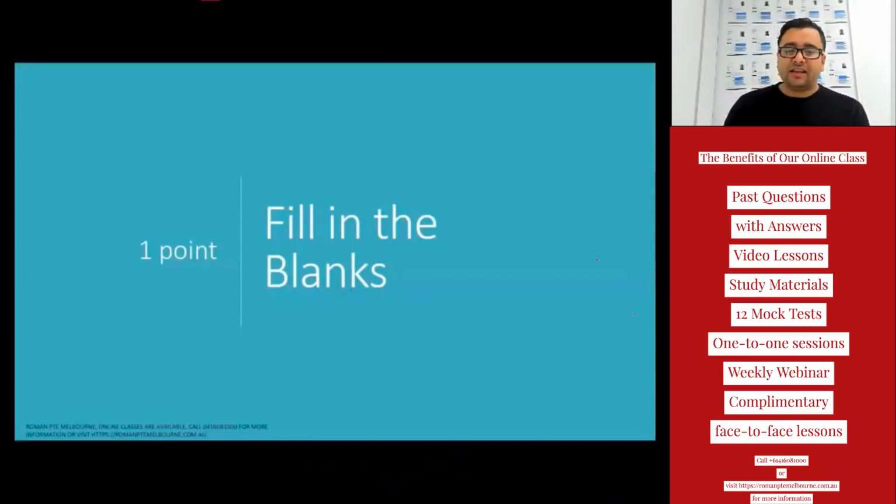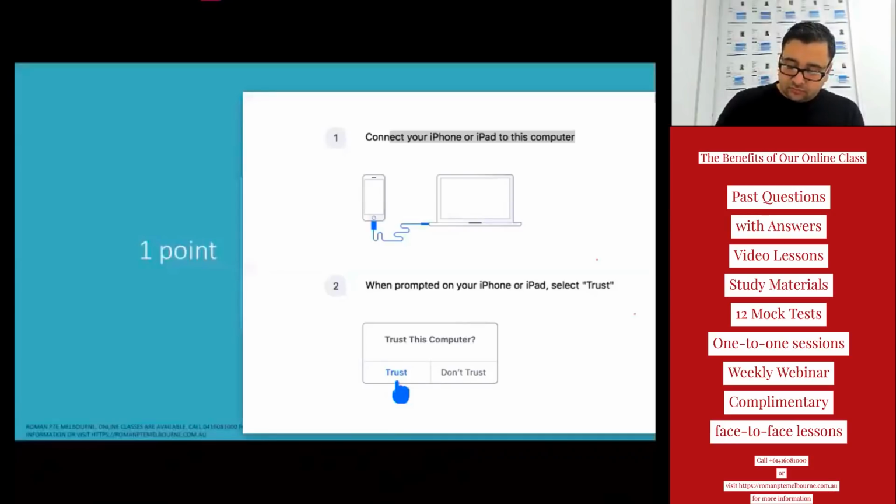Now, fill in the blanks. Fill in the blanks, this is a drag and drop type. You have to pick the one right word and put it in the gap. And for every correct selection, you get 1 point. There is no negative marking here. If you're not sure about the answer, make a guess.